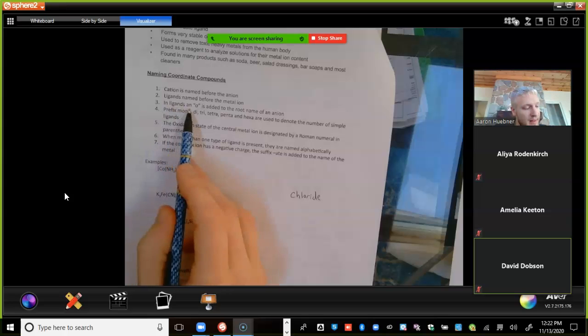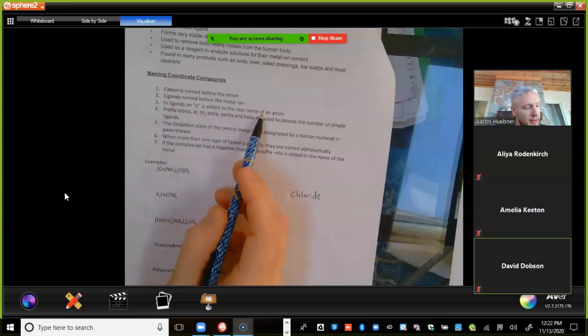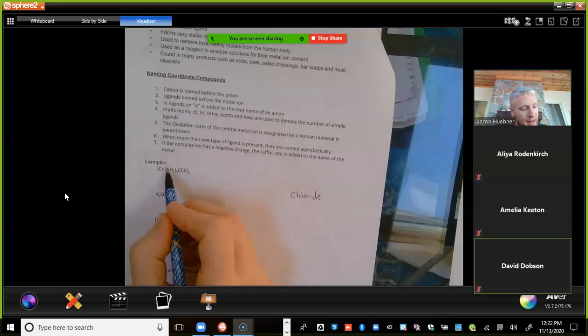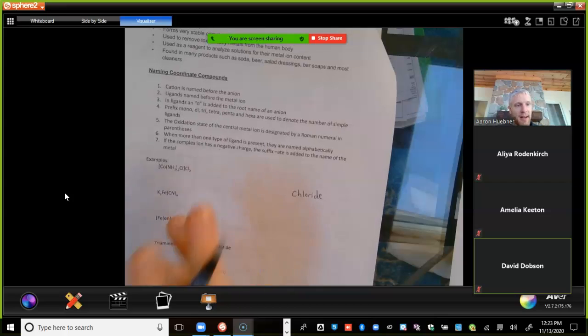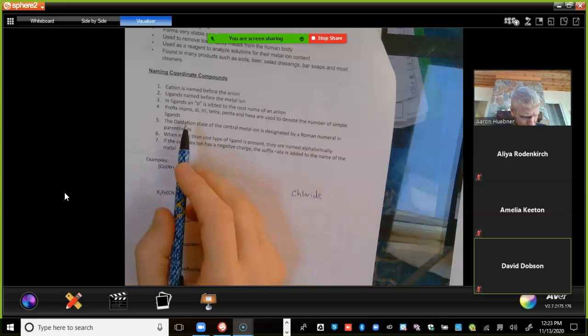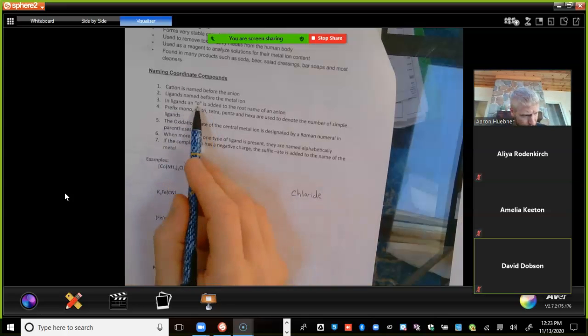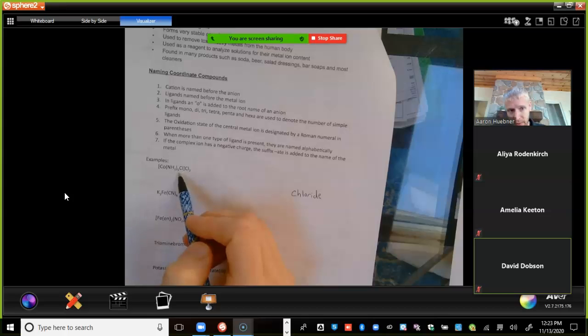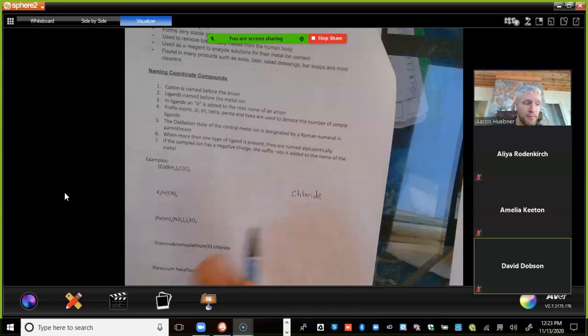All right. In ligands, an O is added to the root name of an anion. NH3 is neutral charge. If you're not sure, we can double check ourselves. Typically N is -3, H is +1. They're balancing each other out, so it's a 0 charge. So it's not an anion. But chlorine, that's a -1 charge, that's an anion. So we're not going to call it chlorine, we're going to call it chloro.